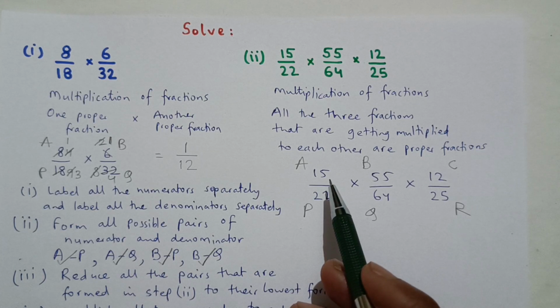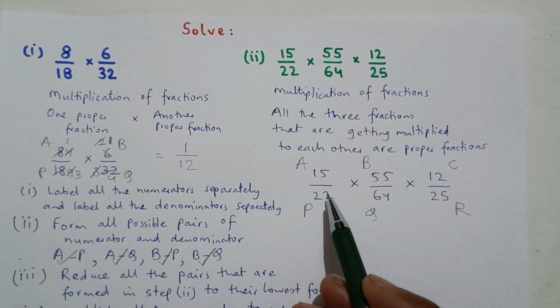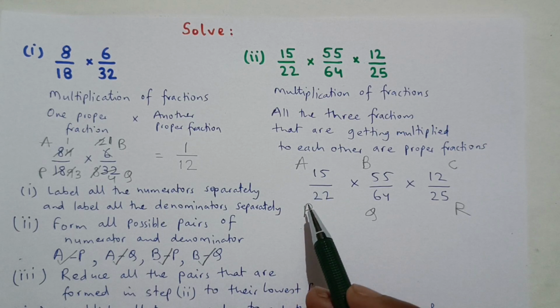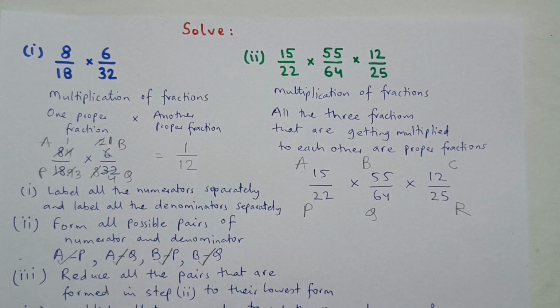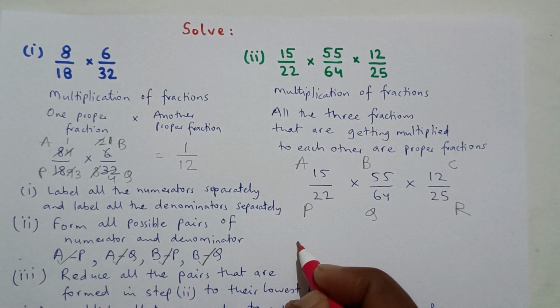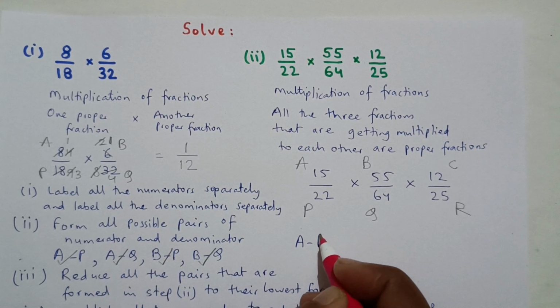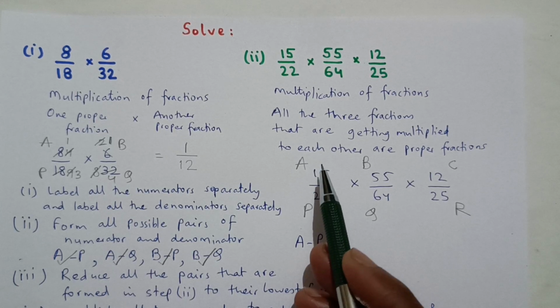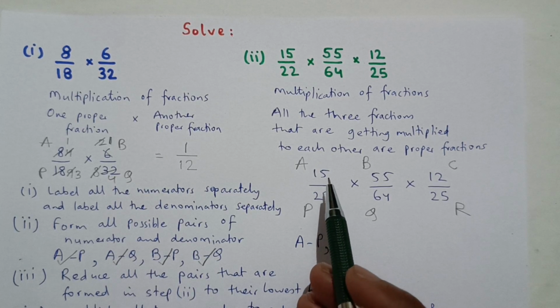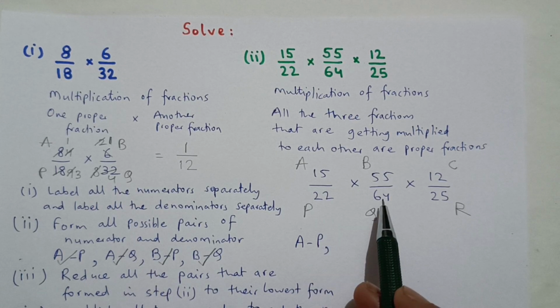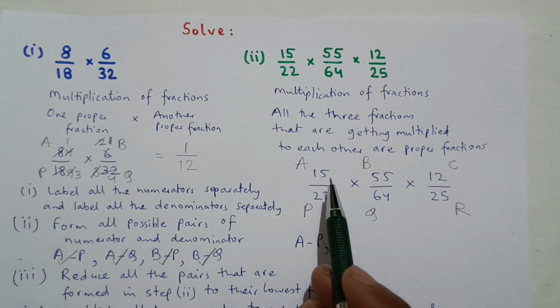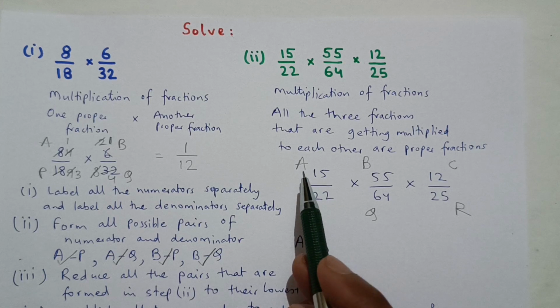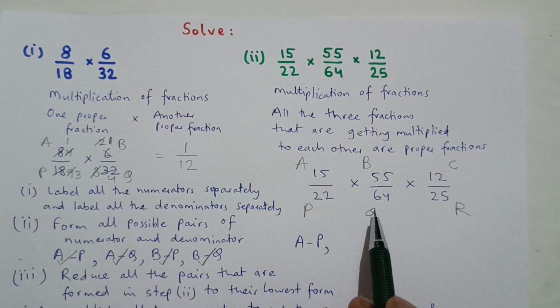So one of the possible pairs of numerator and denominator is 15 by 22, which is A by P. So AP is one of the pairs of numerator and denominator. Now with 15 as the numerator, another pair of numerator and denominator is 15 by 64. 15 by 64 is another pair of numerator and denominator. So AQ is another pair of numerator and denominator.